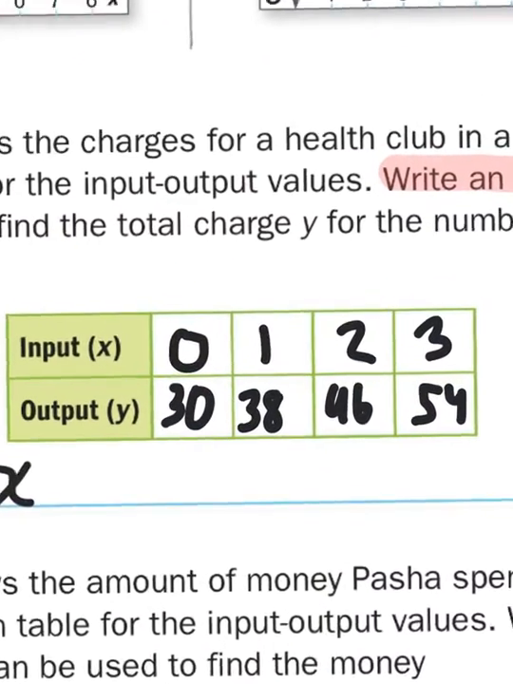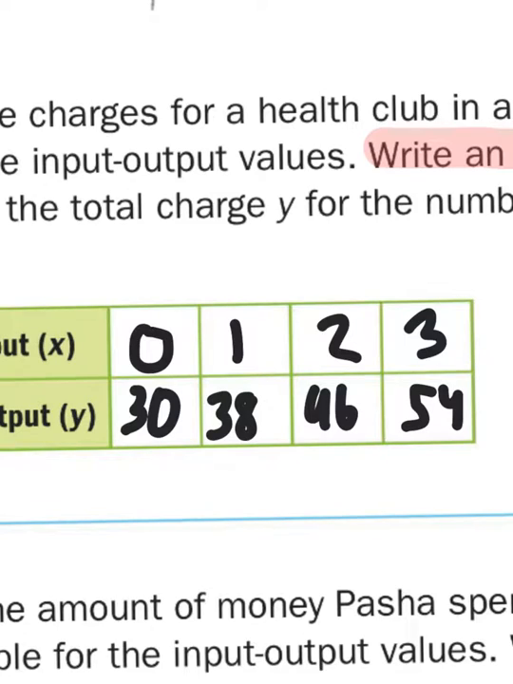So I'm going to zoom in really big here so you can see. So first I'm going to multiply all the x values by 8 and write those numbers down. So 0 times 8 is 0. 1 times 8 is 8. 2 times 8 is 16. And 3 times 8 is 24.